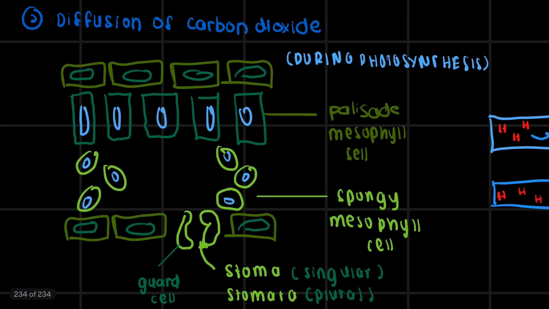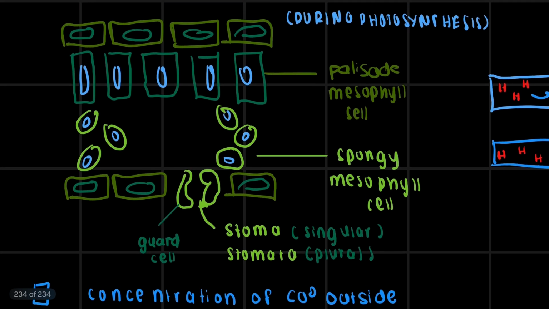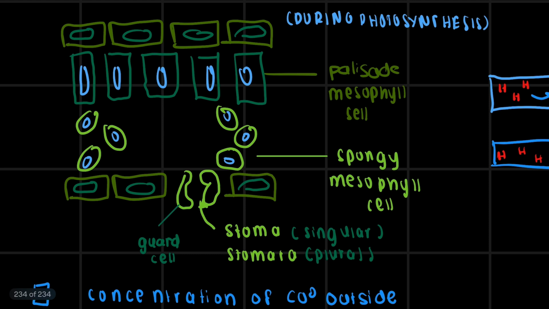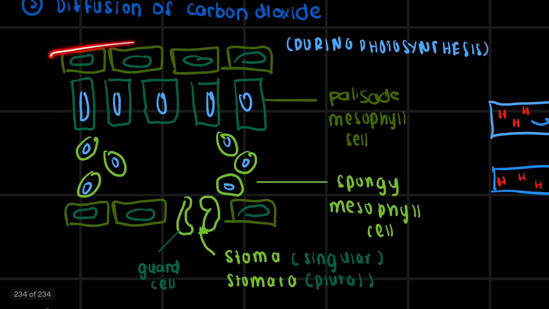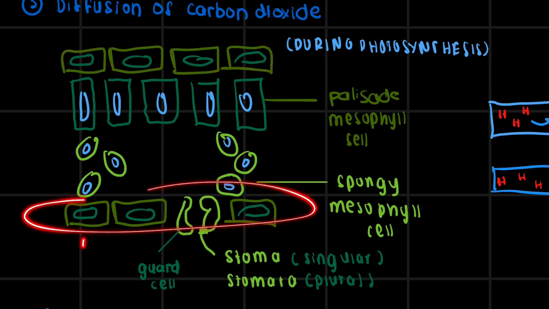Same with diffusion of carbon dioxide. The carbon dioxide is the substance where the concentrations will be different. Okay, let's identify the parts that are involved. Firstly, we have our guard cell. Okay, first we have the upper epidermis. This is the skin of the cell, and this is the top. Okay, this is the top of the leaf, and this is the bottom.